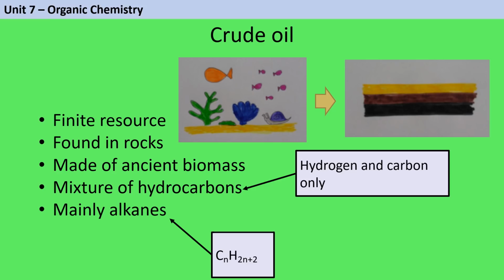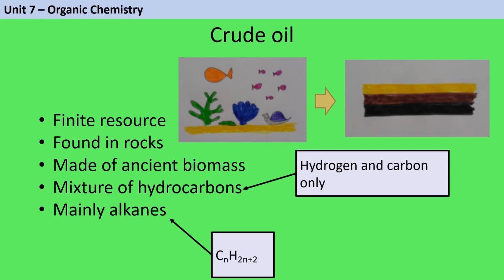So you need to know that crude oil is a finite resource, which means that it's going to run out, and it's found in rocks and made from the remains of ancient biomass, which is mainly plankton that was buried in sediment. So basically we're talking about lots of sea creatures that died and then mud and sand fell on top of them and turned into rocks over millions of years under a lot of pressure, and meanwhile they turned into fossil fuels like crude oil.